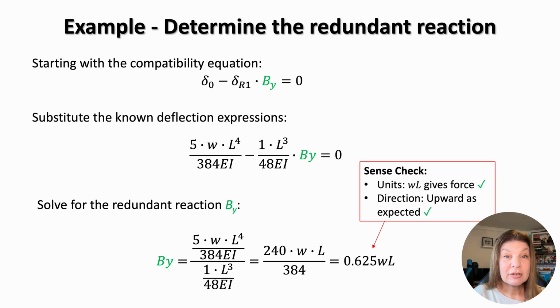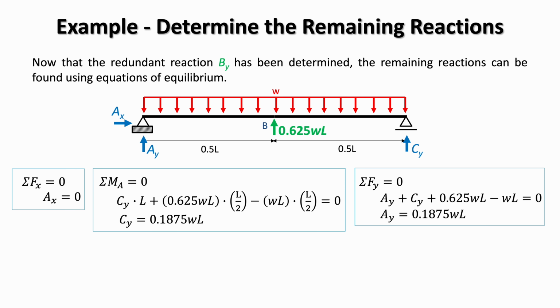And now, with the redundant reaction known, the flexibility method has done its job. The remaining support reactions and internal forces can now be determined using the equations of equilibrium alone. So from this point onwards, we're back in familiar territory once we've determined the redundant reaction By. The remaining support reactions can now be found using equations of equilibrium just as we would have for any statically determinate structure. So I'll not go over this in detail because you already know this, but I first applied horizontal equilibrium, then equation of moments around A, and finally I applied the vertical force equilibrium.